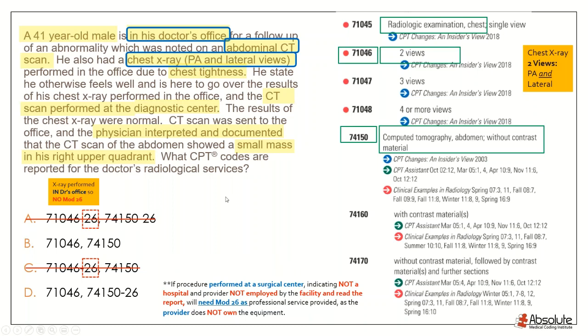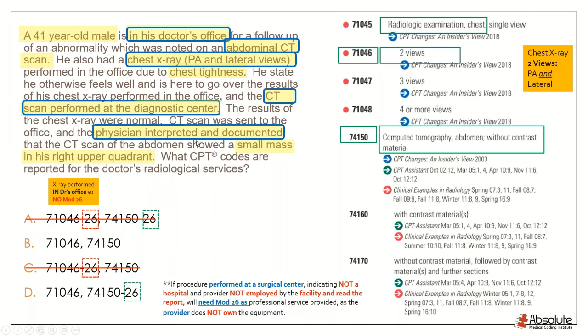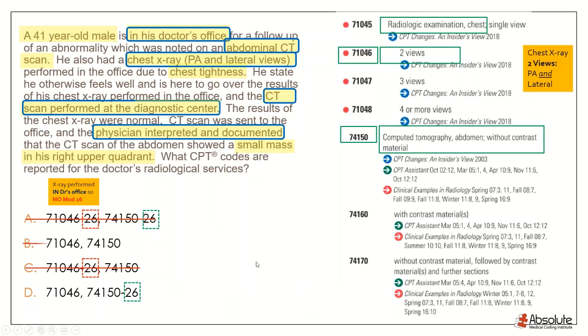Okay. But for that CT scan, it was performed at the diagnostic center and the physician simply interpreted it and documented it. So therefore, he is going to code the 26 for that. We're going to need it. All right, we already took that one away, so that's what's left. All right, the physician is only interpreting that CT scan, and it tells us there. And so that's why we need 26 on that code. All right. So does that make sense, guys? I hope that that clarified it for you.